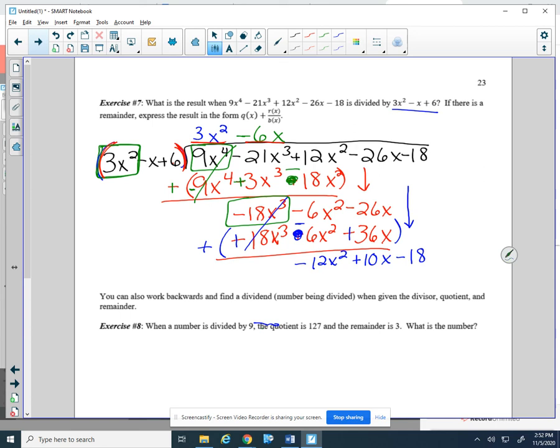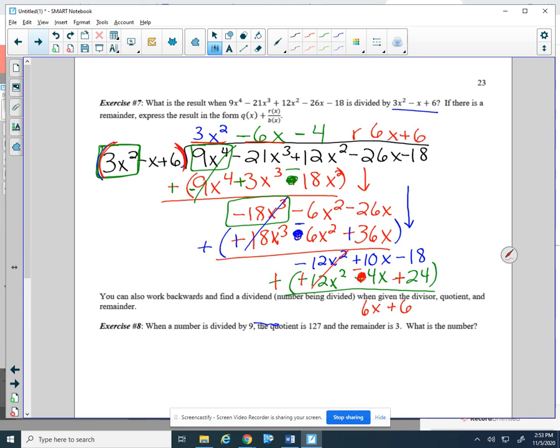So our next step, 3x squared goes into negative 12x squared, negative 4 times. So this is going to be negative 12x squared. Negative 4 times negative x is positive 4x. And 6 times negative 4 is negative 24. So from here, change those signs. So I have 10x minus 4x is 6x. This cancels. Negative 18 plus 24 is positive 6. So yes, you can have a remainder with polynomial long division. That involves a variable in the remainder.